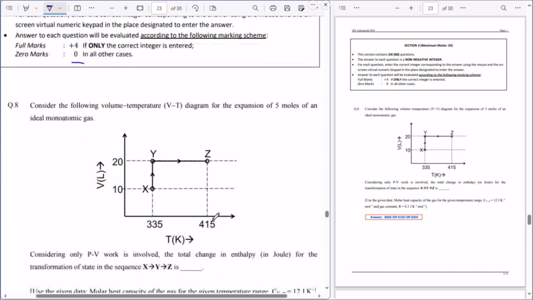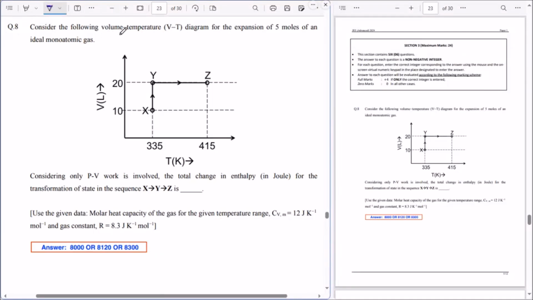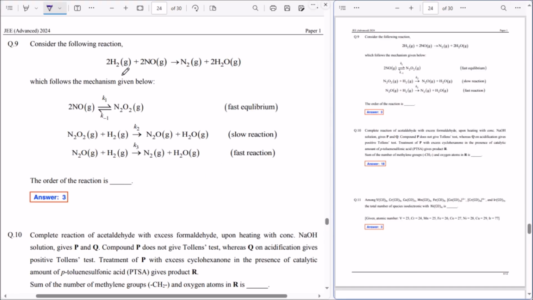Let us see the questions. Consider the following volume versus temperature diagram for the expansion of 5 moles of an ideal monoatomic gas. So, volume versus temperature. Considering only PV, that is pressure versus volume, work is involved. The total change in enthalpy in joule for the transformation of state in the sequence X. Answer is 8000.